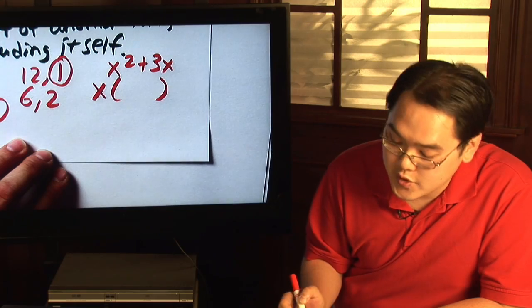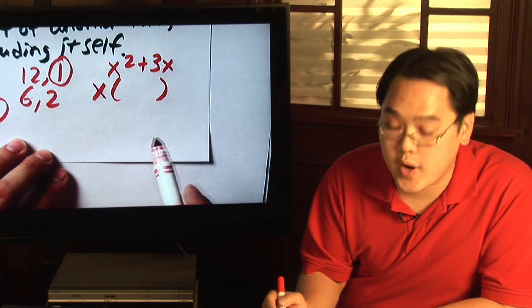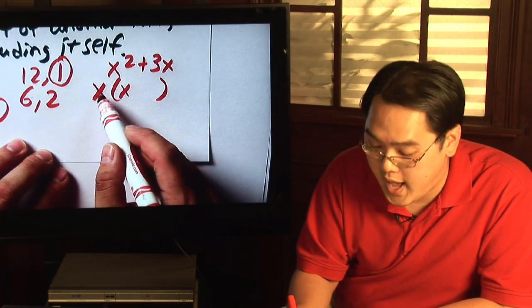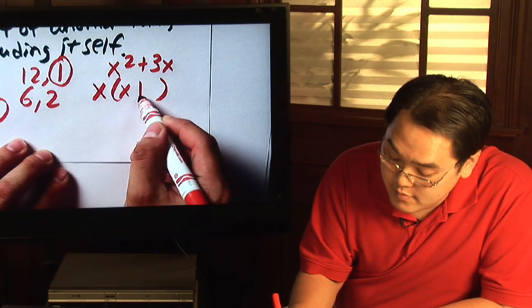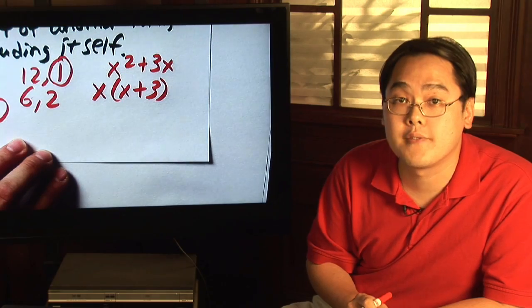Let's think about the leftovers. X times what is x squared? That is x. X times what is positive 3x? Well, the only way that can happen is positive 3.